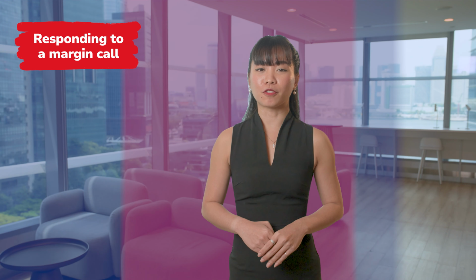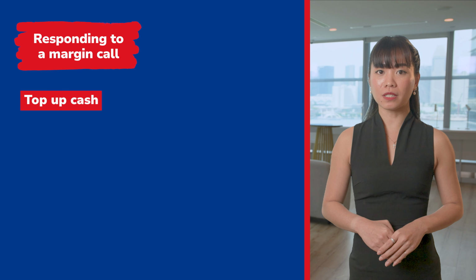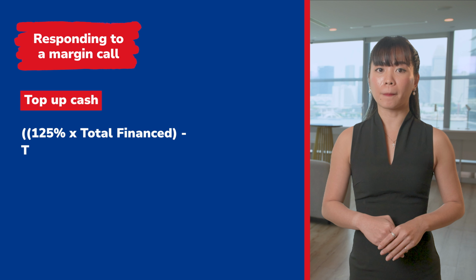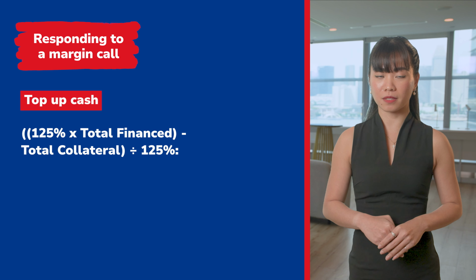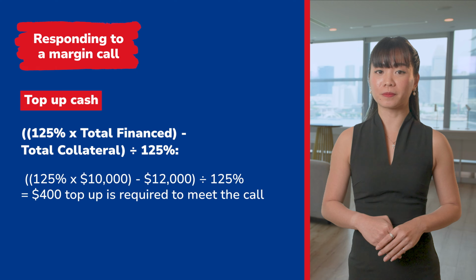Let's look at some ways to respond to a margin call. The first way is to top up cash. To derive the shortfall amount, we use this formula: 125% times total financed minus total collateral divided by 125%. This results in a $400 top-up to meet the call.